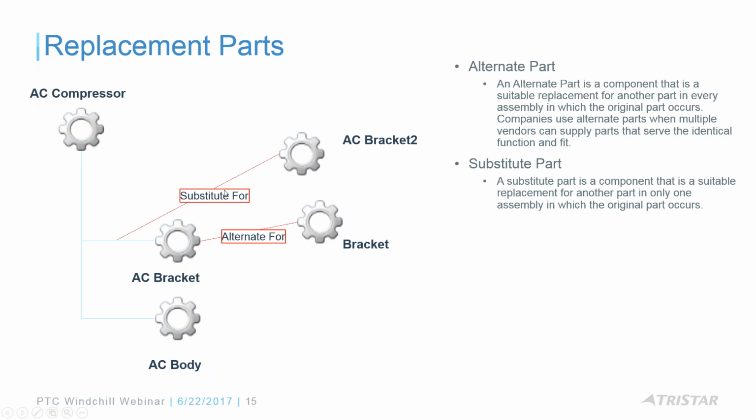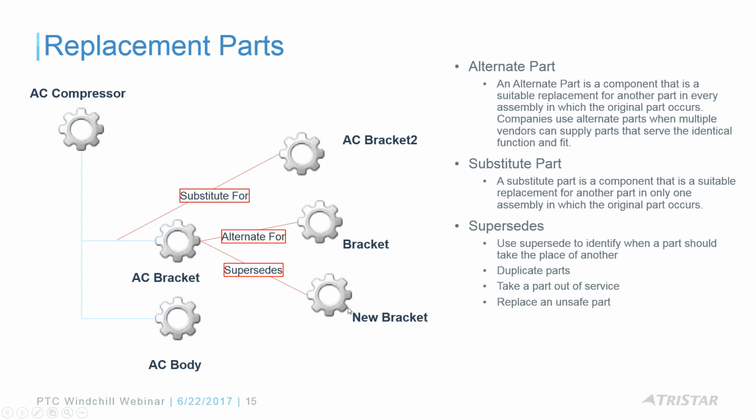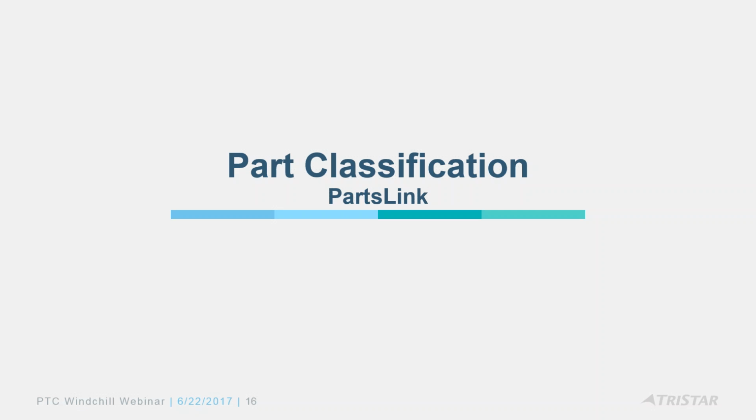A substitute part, on the other hand, allows me to designate an alternate or replacement part, but only in that one assembly. So it's a substitute for that part, but only in that original assembly where that part is used. In another assembly, that part will not be substituted for. It would still be the original part. And then there's another option, supersede, that I can select also, especially when I'm taking parts out of service.